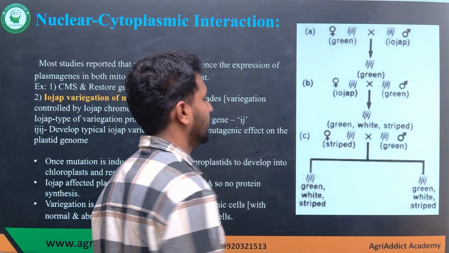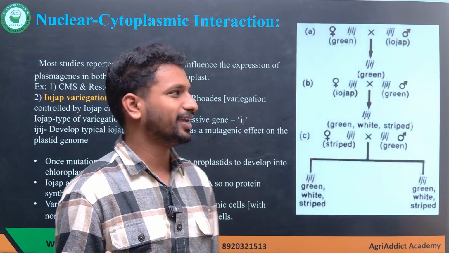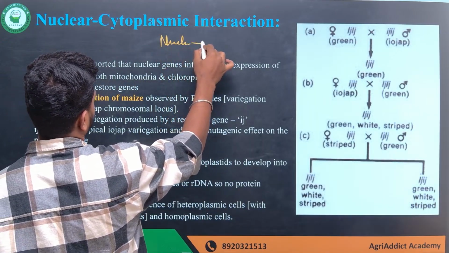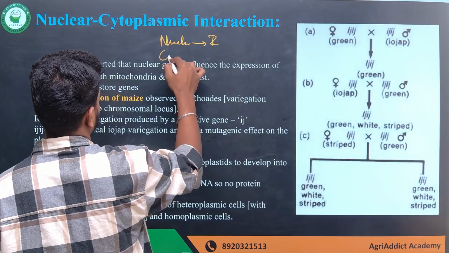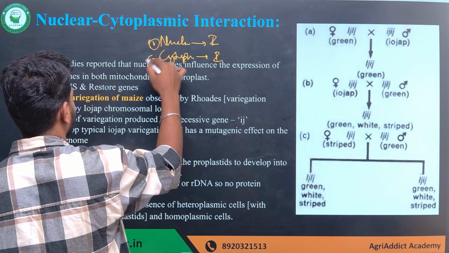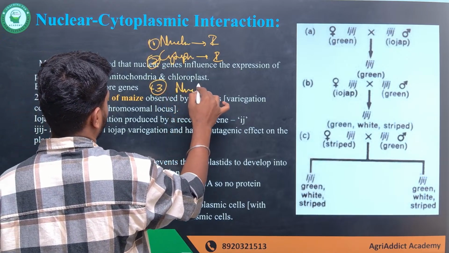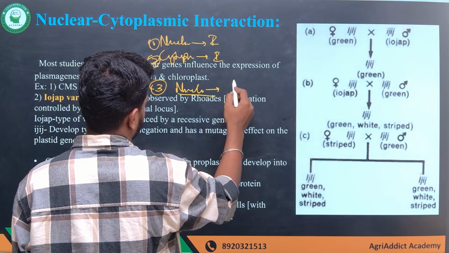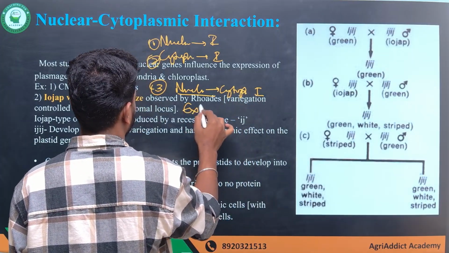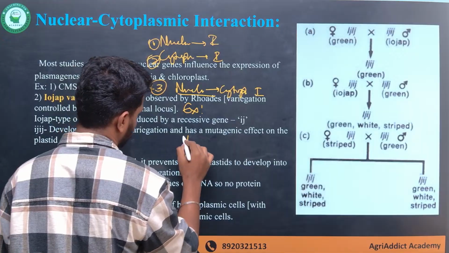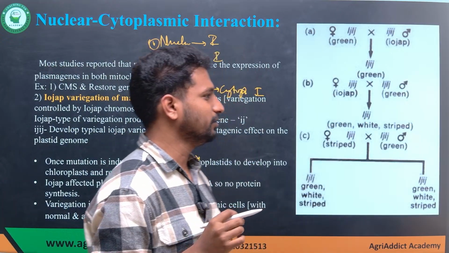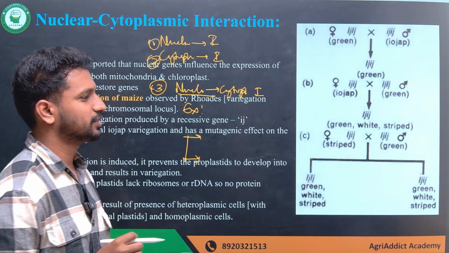Fine. Next, there is one more important type in inheritance patterns. One we got to know was the nuclear inheritance pattern. One we got to know was the cytoplasmic inheritance pattern. But other than this, we have a third type: nuclear cytoplasmic inheritance. What is the example for this? I have to give two important and very common examples here.